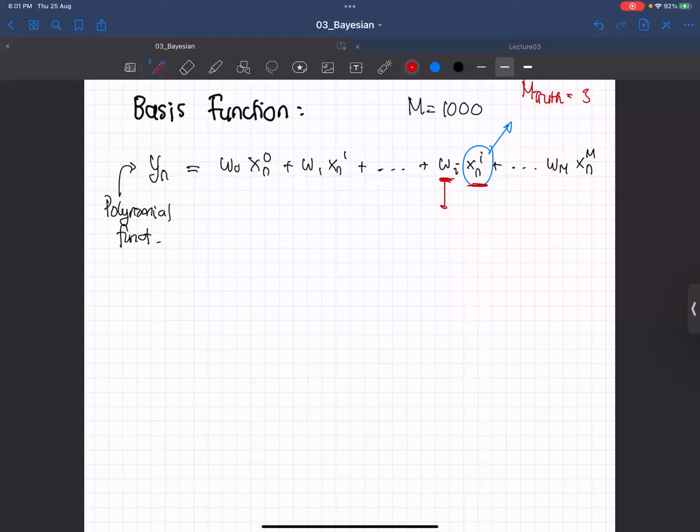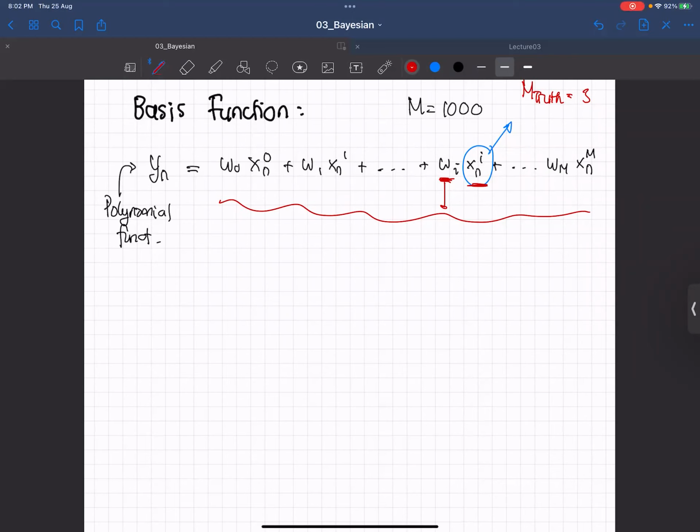Another problem is that for every sample, you have to deal with all this big equation. In other words, this polynomial function has to be applied equally to all samples. It is somehow called a global function, and that is a problem as well. If it is a global function, it's very difficult for us to pull it here and there.